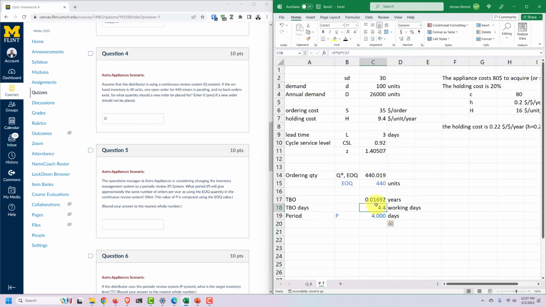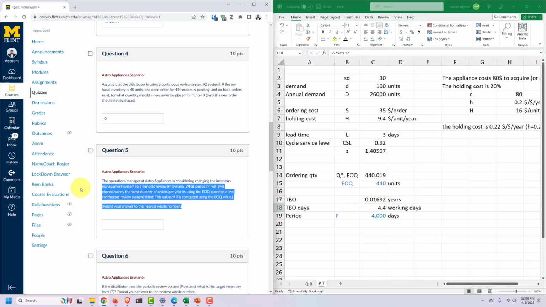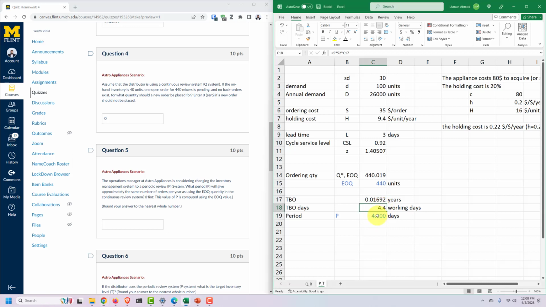So this is our answer, and the unrounded value is not, because you have to round it to the nearest integer. You get time between orders using the EOQ and the annual demand. EOQ over annual demand is 0.01692, which is the time between orders in years. Then you convert it to days by multiplying by the number of working days in the year. You get 4.4. Then the question forces you to round to the nearest whole number. If it was 4.5 or more, it would round to 5. But because it's 4.4, it rounds to 4 days. So your period P is 4 days.